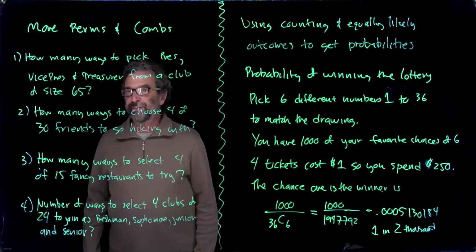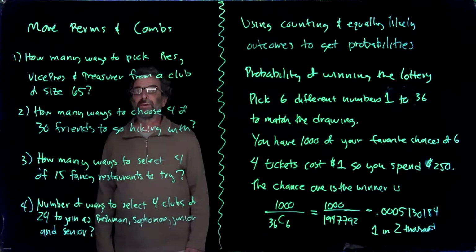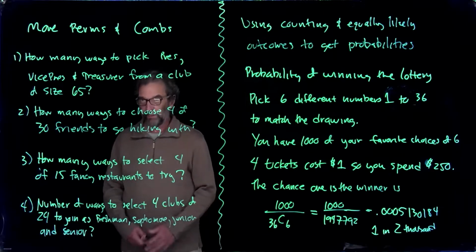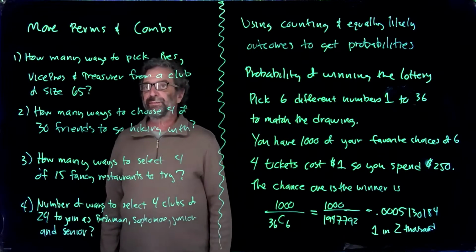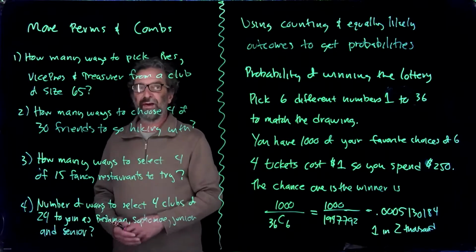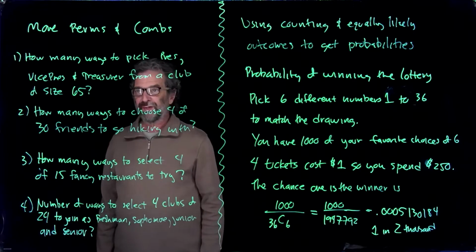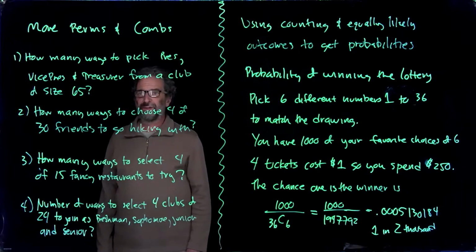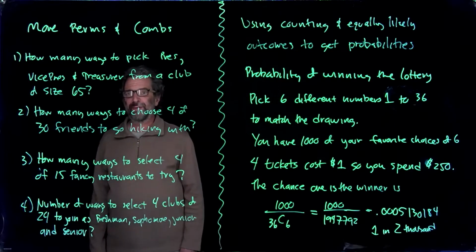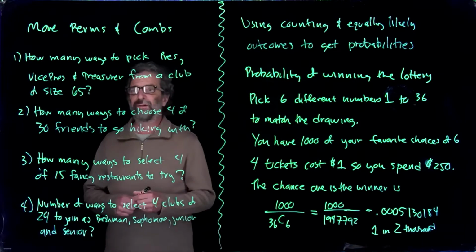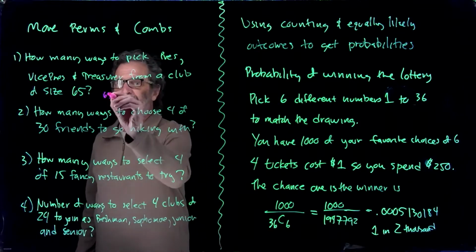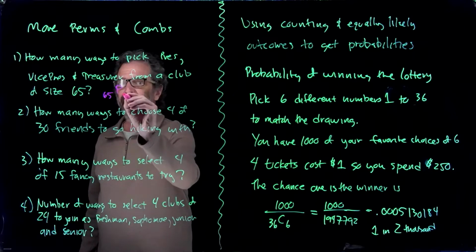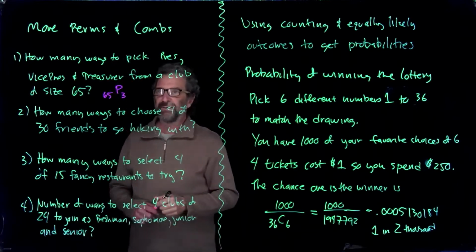So we have some examples as promised of permutations and combinations. How many ways are there to pick a president, vice president, and treasurer from a club of size 65? And I want to use permutation and combination notation. That means I have to pick one person to be president, one person to be vice president, and one person to be treasurer. That's like picking three people and placing them in order. So that ought to be from 65 permutation 3.